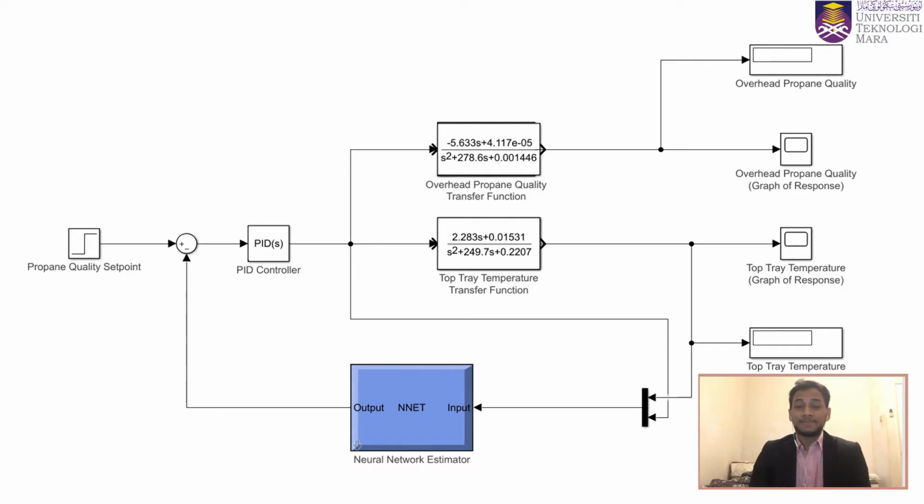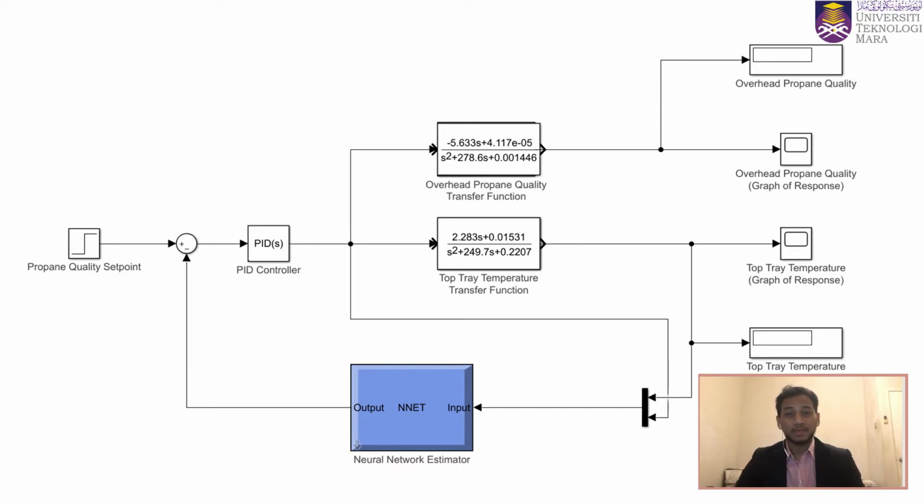The only difference here is that instead of a measuring device that gives the measurement at the bottom of the block diagram, we see a neural network estimator, an inferential estimator. The block diagram seen in figure 4 here is the complete inferential control system design for controlling the overhead propane quality of a depropanizer. However, what good is a control system if it can't actually control the variable that it is meant to control?